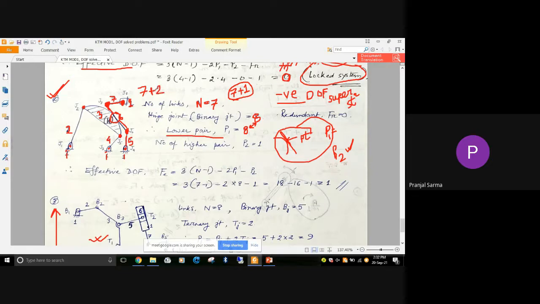Rehan said 8, right? Okay, so that is wrong for that case. For 7 binary joints, it is 7 pairs, plus for one quaternary joint, it is equivalent to 2 pairs. So 7 plus 2, it would be 9 in that case. But right now we have got only 8 binary joints, so it is directly 8 lower pairs. P1 equal to 8. Understood?